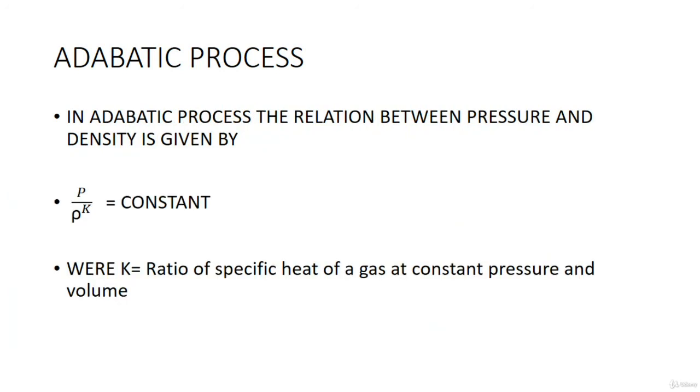In an adiabatic process, the relationship between pressure and density is given by an expression. The expression is P by rho raised to K is a constant, where K is the ratio of specific heat of gas at constant pressure and volume.